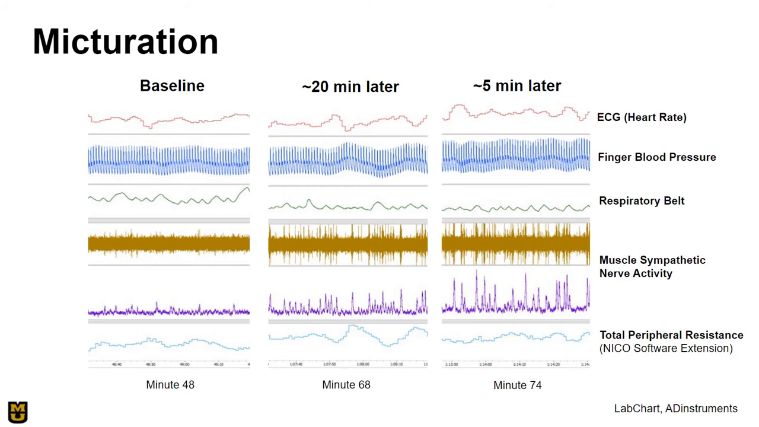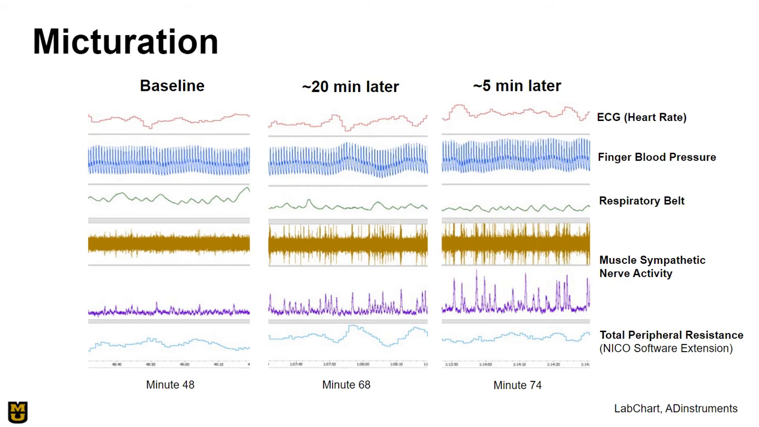instrumentation. What we've got on top is our heart rate. Then we've got our beat-to-beat blood pressure in the blue, our respiratory belt here in the green. And then we did direct recordings of sympathetic activity, which I mentioned earlier, or muscle sympathetic nerve activity. And then for fun, I threw on here, we also used the NICO software extension in LabChart to get estimates of total peripheral resistance. So we did our baseline measures here, and then about 20 minutes later, we were ready to start our intervention.